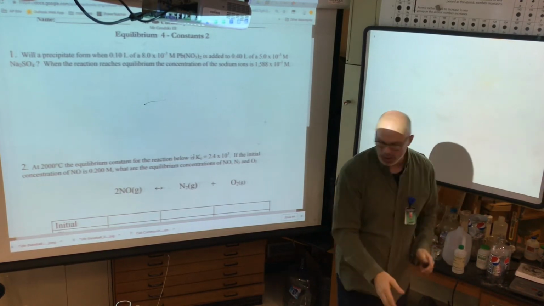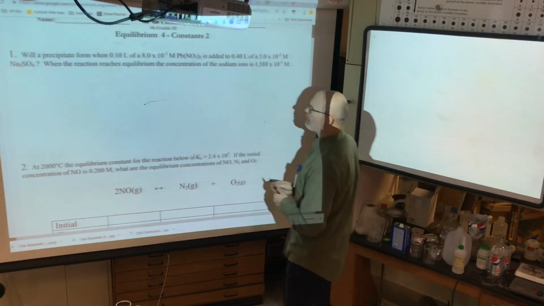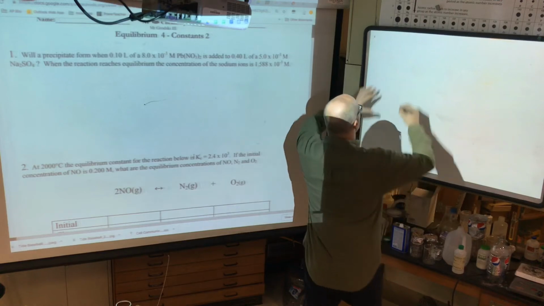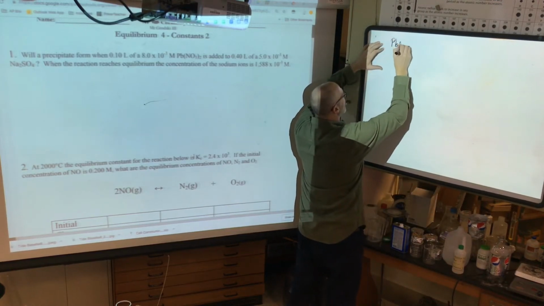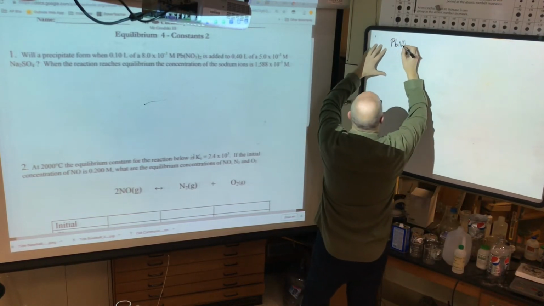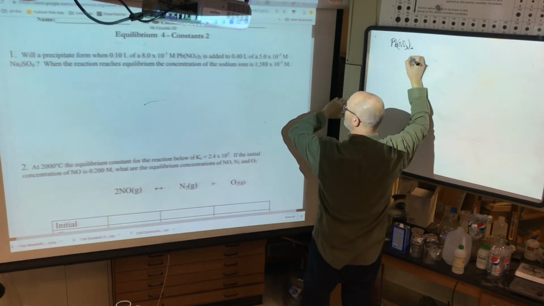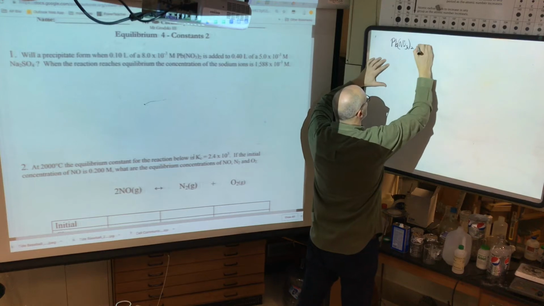Okay, now, let's go. Will a precipitate form? Okay, with the following reaction. What do we have? We've got lead nitrate, Pb(NO3)2, and there's 2 of them. And it's a Kardashian wedding with a rating. Is added to sodium sulfate.